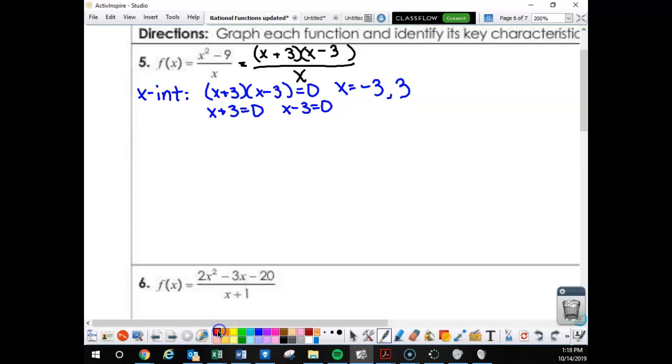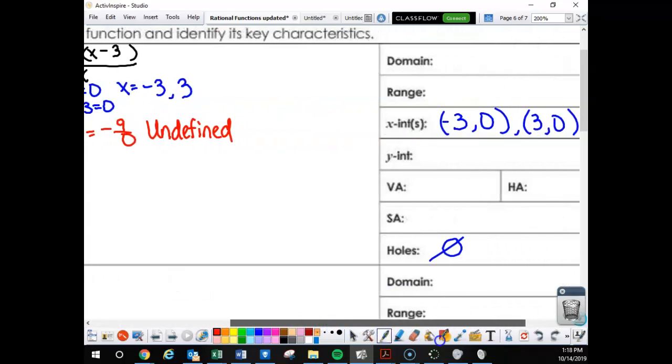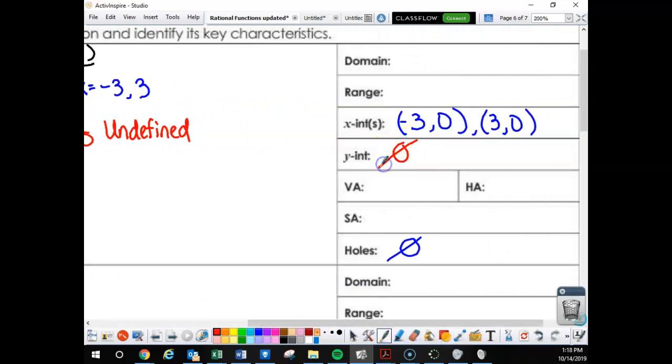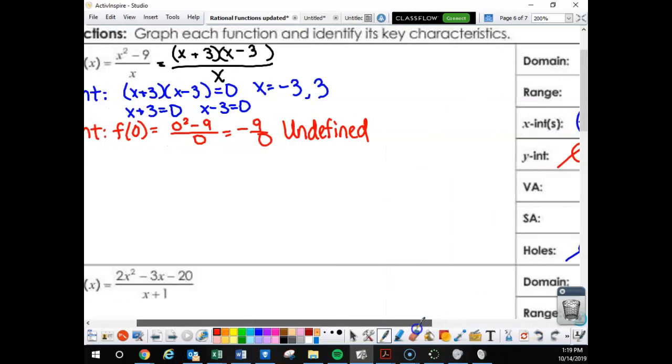Next up is my y-intercept, and that's when I plug in 0 for x. So I have to find f of 0. f of x is x squared minus 9, divided by x. So I have 0 squared minus 9 divided by 0. What's negative 9 divided by 0? It's undefined, right? We do not divide by 0. If this is undefined, there's no y-intercept. So be careful with that dividing by 0 part.